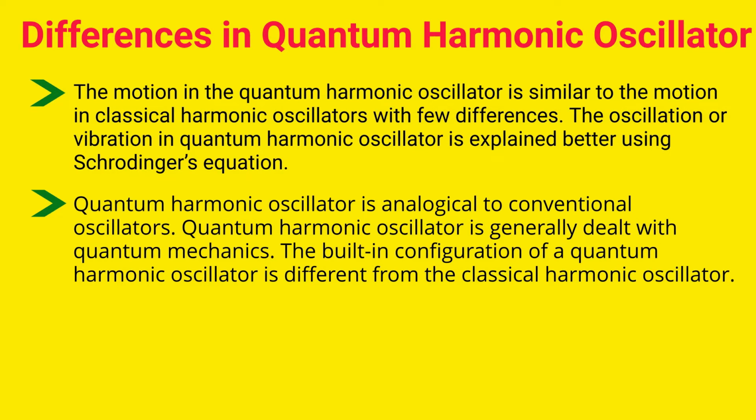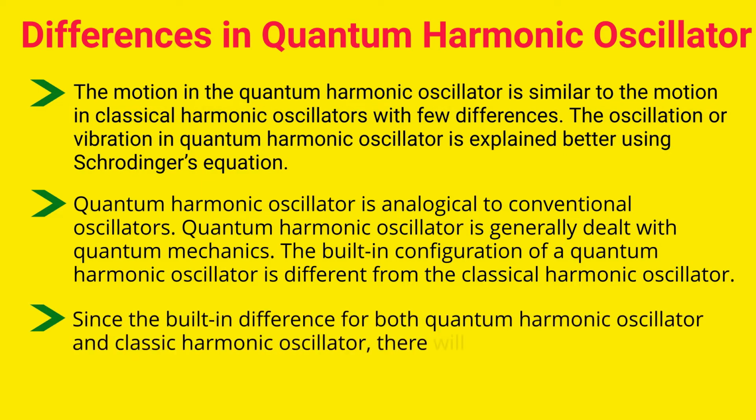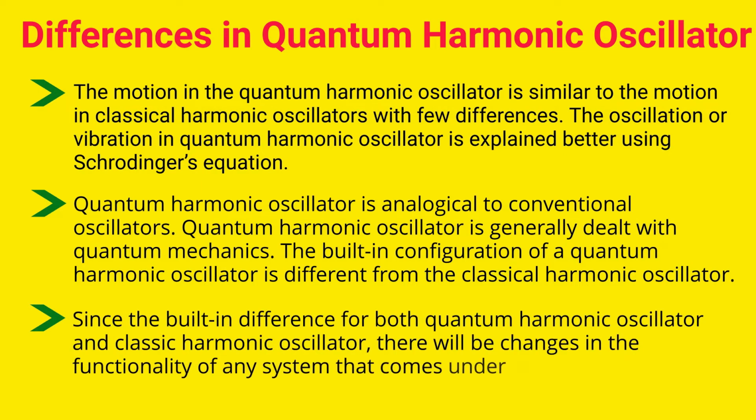The built-in configuration of a quantum harmonic oscillator is different from the classical harmonic oscillator. Since the built-in difference for both quantum harmonic oscillator and classic harmonic oscillator, there will be changes in the functionality of any system that comes under any of these oscillators.